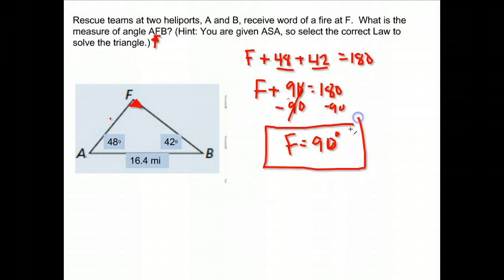Okay. So this one I really didn't even have to use the law of sines or cosines because I had two of the three angles in the triangle. If they had asked me what the length of one of these sides was, I would have had to use the law of sines to find it.